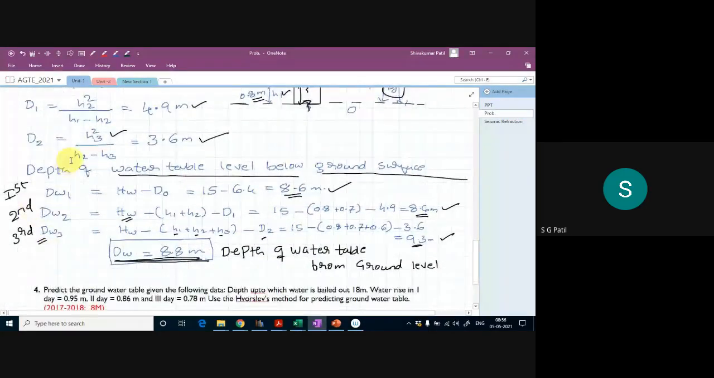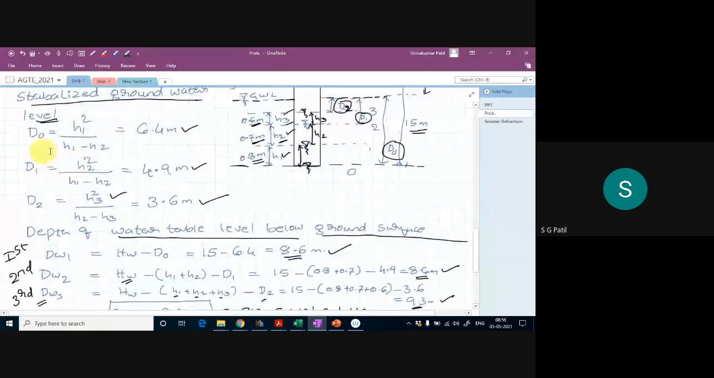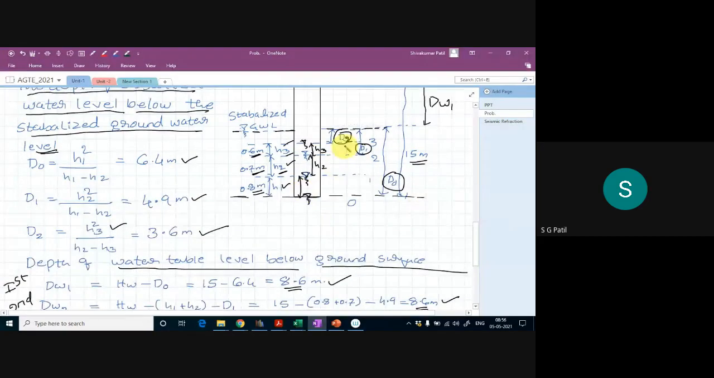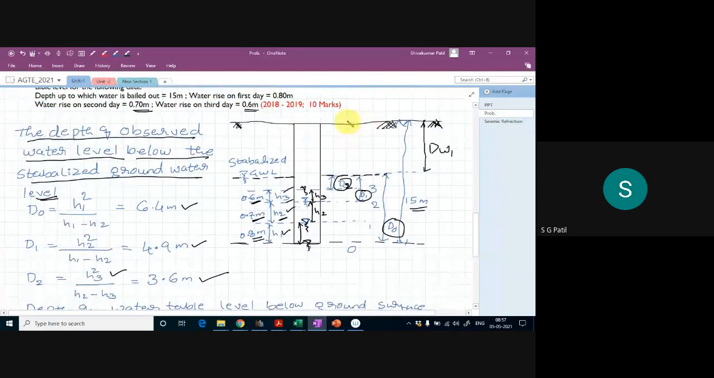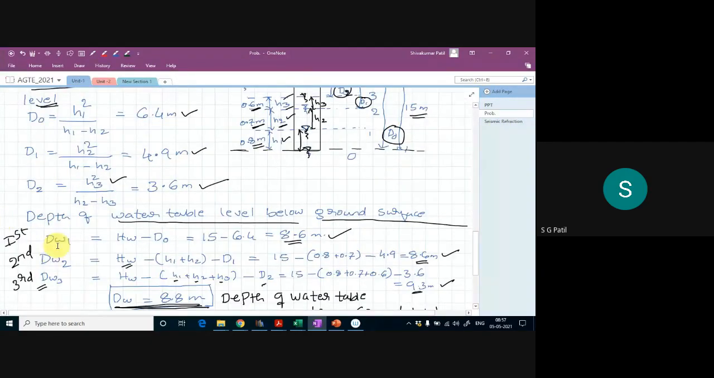Once you get those numbers, what are D0, D1, D2? These are the depths from the stabilized groundwater level. But I have to measure the groundwater table from the ground level. My ground level is here, so from here I should find out. So if I want to find out from here, first the observation I take is DW1. DW1 is nothing but HW minus D0.